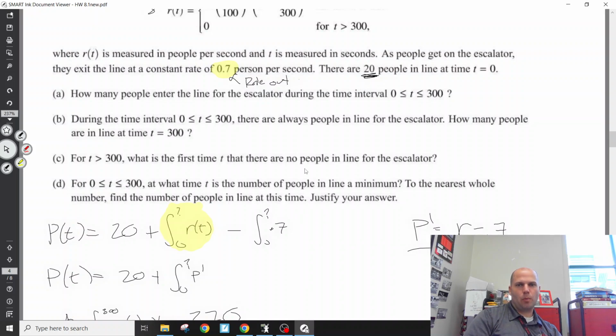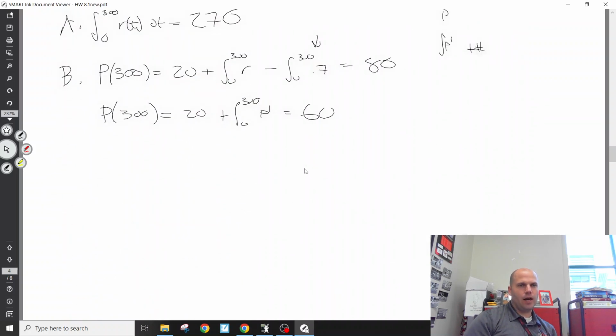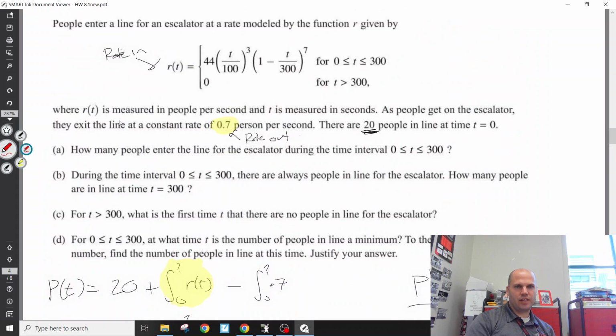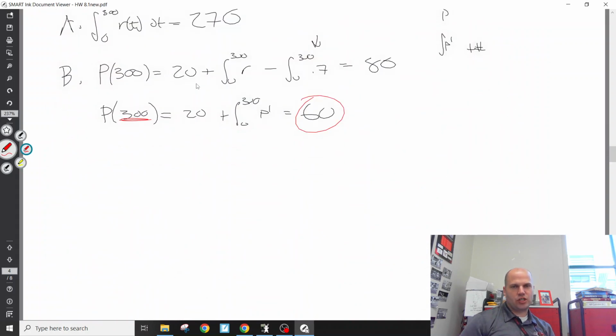When is the first time there's no people in line for the escalator? People stop entering the line at 300. All of a sudden, they stop entering the line. There's 60 people left in line. Since there's 60 people left and 0.7 people per second get out of line, we literally could just take 60 and divide it by 0.7.